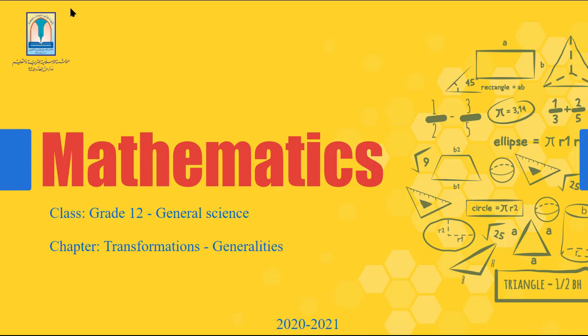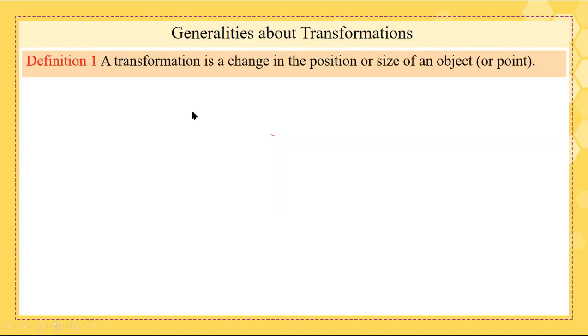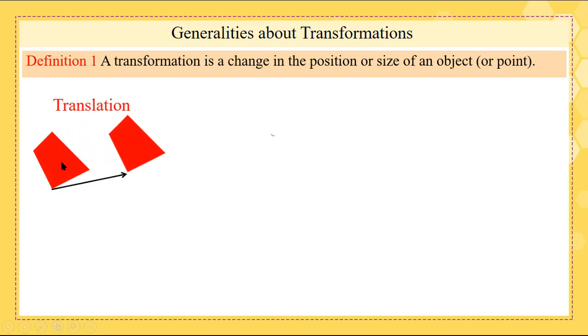Our lesson today is about generalities of transformations. Definition: a transformation is a change in the position or size of an object or point. First of all, we will talk briefly about kinds of transformation, which we will explain in details later. The first kind is the translation. As you see, translation changes the position of an object by a given vector without changing in size.